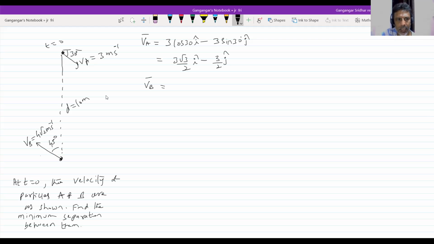Next VB bar: 4 root 2 minus 4 root 2 cos 45 I cap plus sin 45, it is. So this is equal to 4 root 2 J cap. So this will be minus 4 I cap plus 4 J cap.